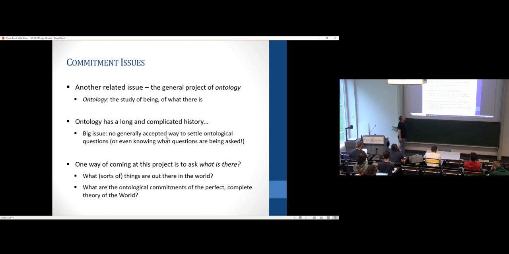So this ties in with a much broader issue, another project we might be interested in. Our first project that we talked about was, let's figure out domains. The second project, slightly more substantive, was figuring out what are theories committed to? What are the ontological commitments of theories? The third project, the big one, is let's just do ontology. What is there? What stuff exists? What's out there in the world?